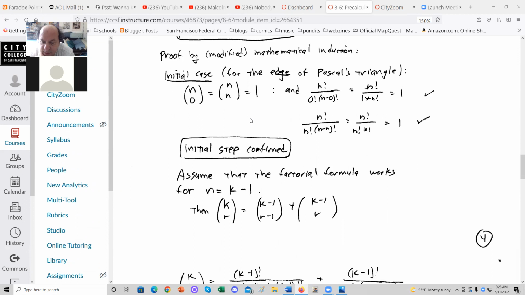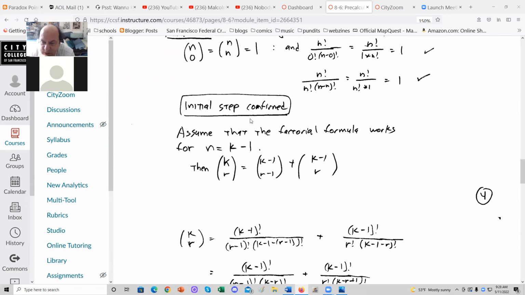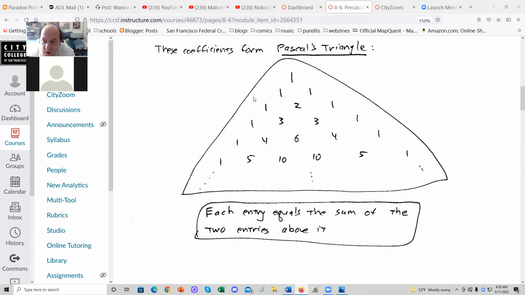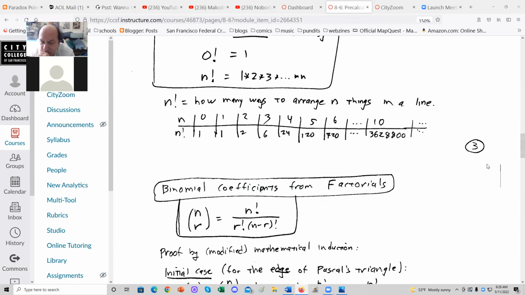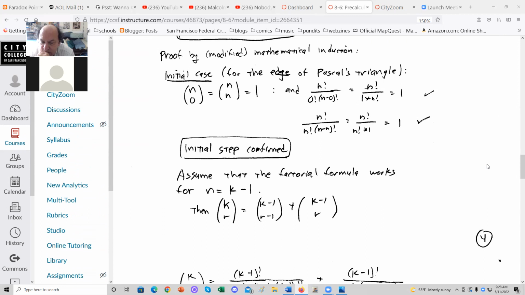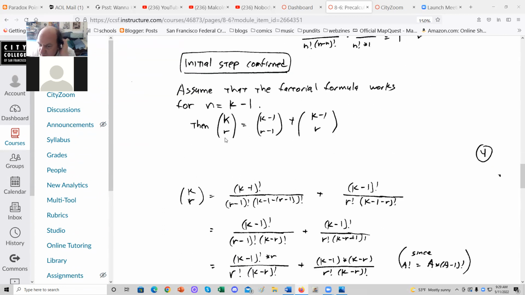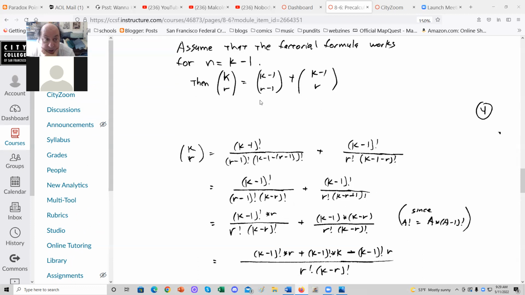Now, let's assume that the formula works for n equal to k minus 1, up to a certain depth in Pascal's triangle. Now we'll have to prove it for the next row. That's the question. Here's how it goes. So k choose r equals k minus 1 choose r minus 1 plus k minus 1 choose r. So that's the recursion that defines the binomial coefficients.